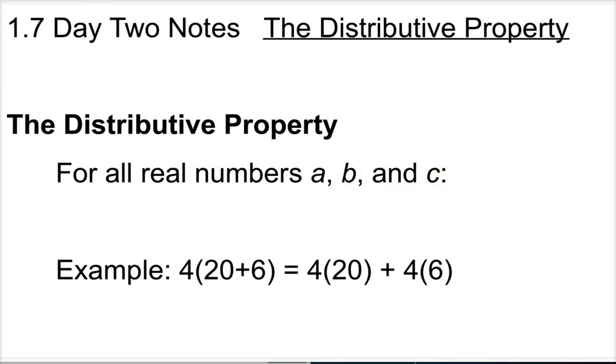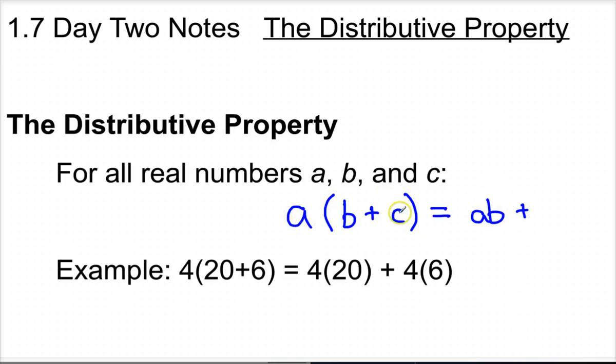If you were to take one of those numbers, we're going to call that A, times the sum of the other two numbers, we're going to call that B plus C. So we say A times the quantity B plus C, then that would be the same thing as taking the first number A times that second number B, or AB, plus that first number A times the second number C, AC. So this is what the distributive property says.